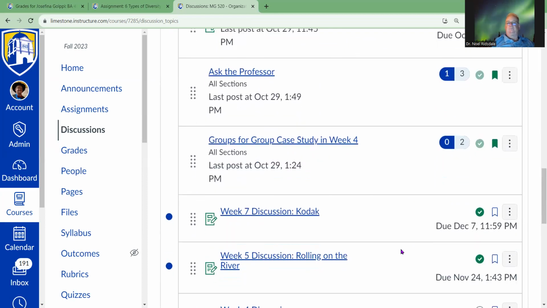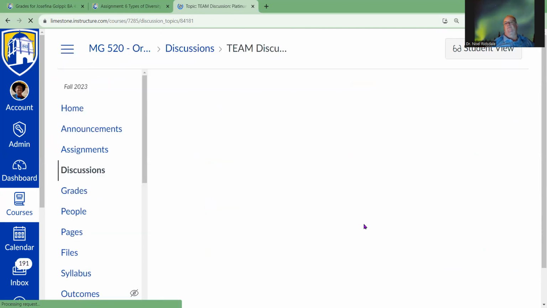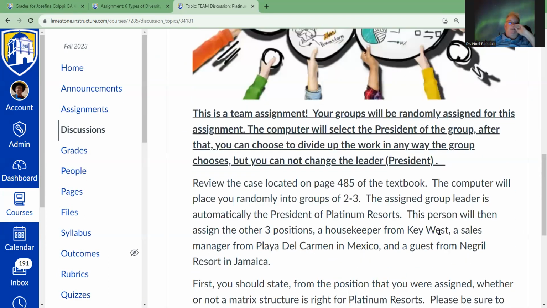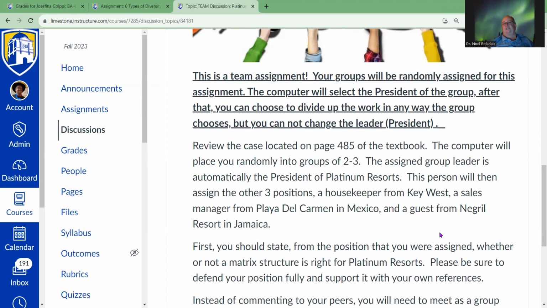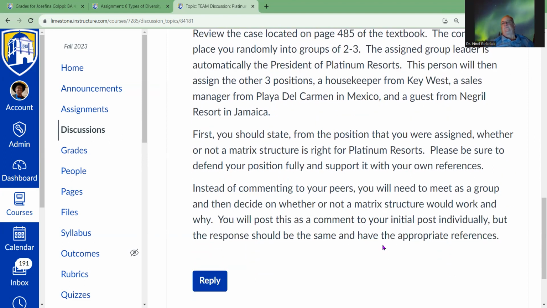So as we look at the team discussion here, you're answering the question: is this going to be something that you would do? You're going to have groups of 2 to 3 plus the president, and you can choose which of these positions you want to take, housekeeper, and you need to argue your position throughout this, listing the reasons why Platinum Resorts should or should not go to the matrix structure.